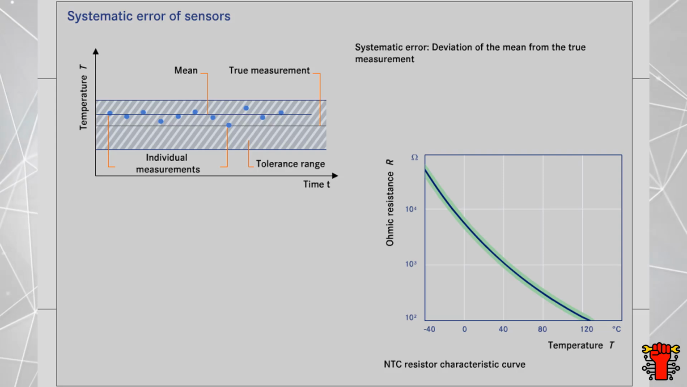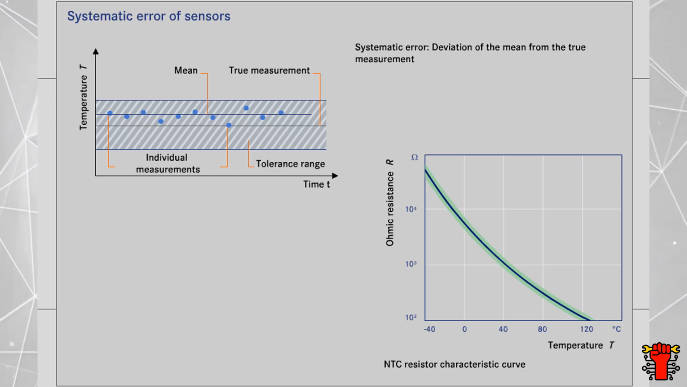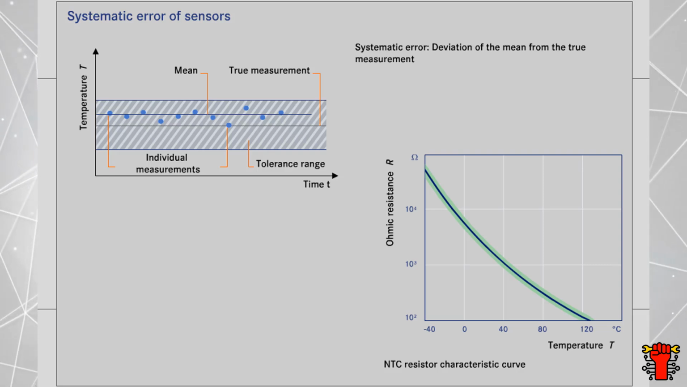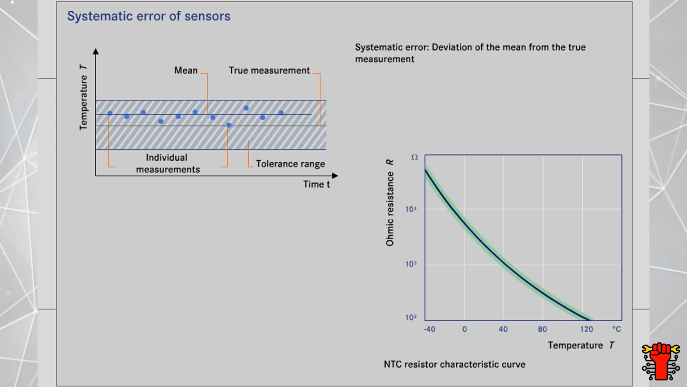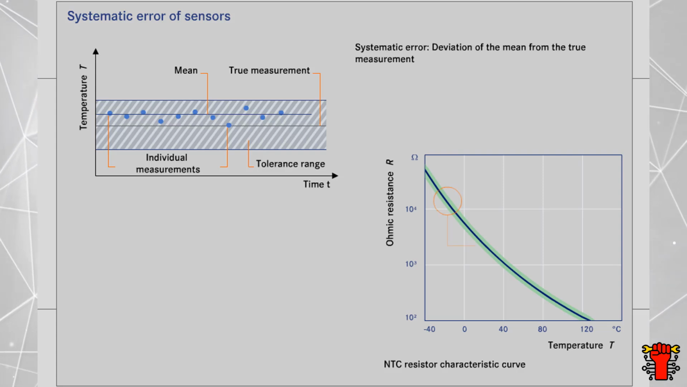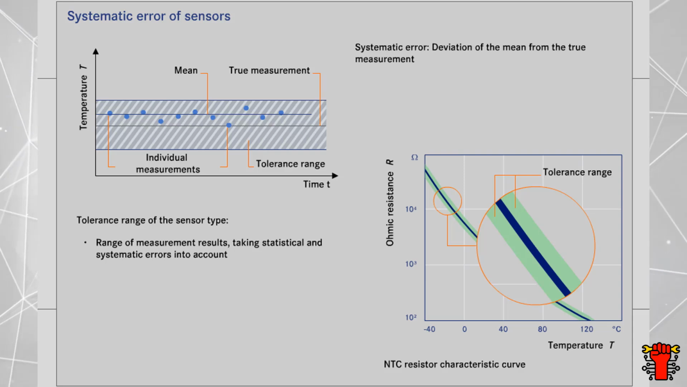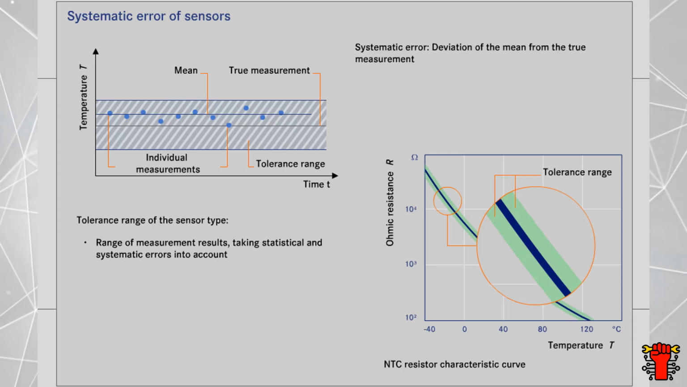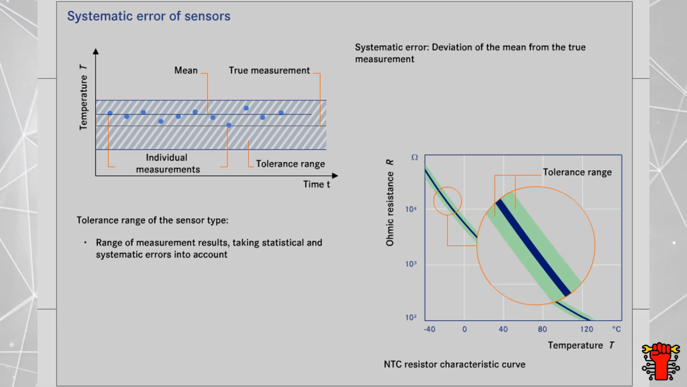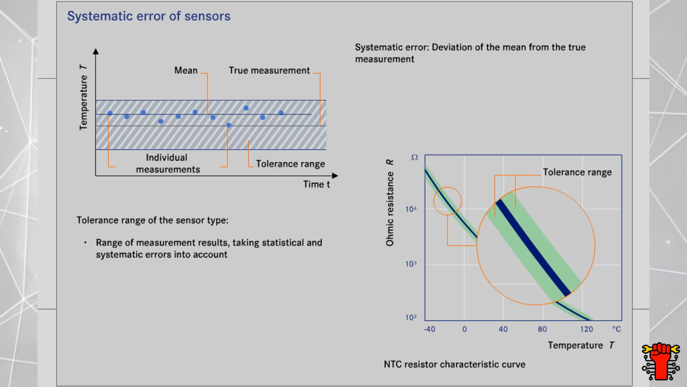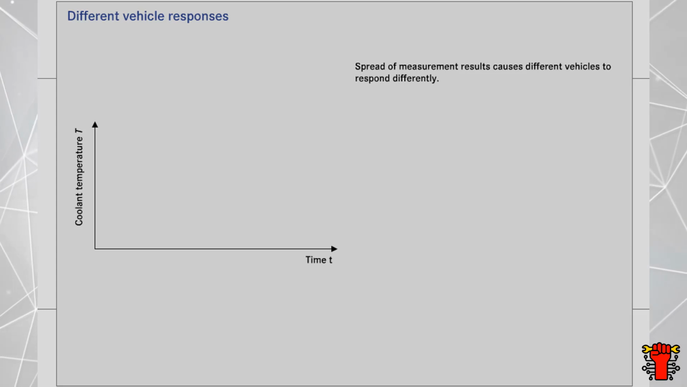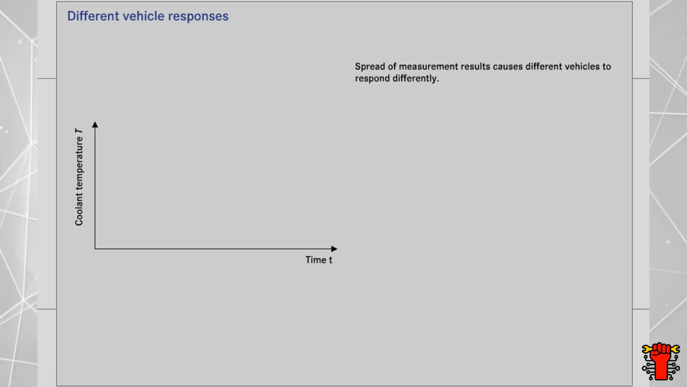The sensor manufacturer provides a characteristic curve with a tolerance range for the type of sensor. In this case, an NTC resistor. The tolerance range indicates that most of the measurement results from sensors of this type will be within this tolerance range, despite the statistical and systematic error. This spread of measurement results causes different vehicles to have different responses.